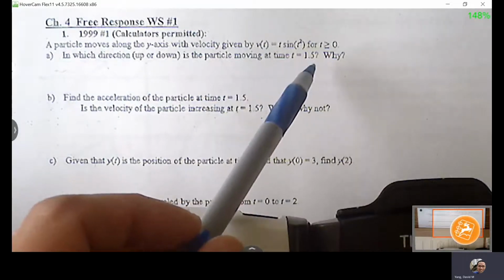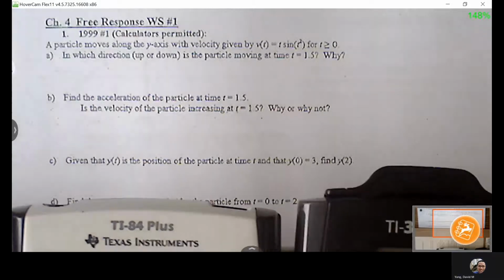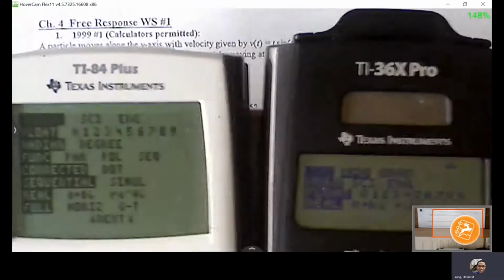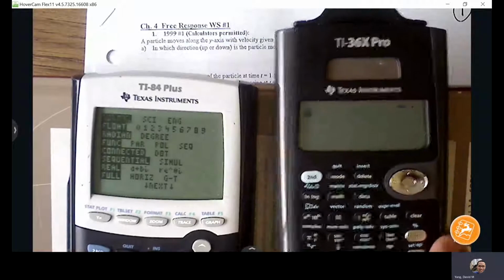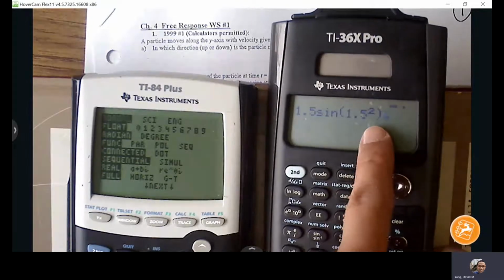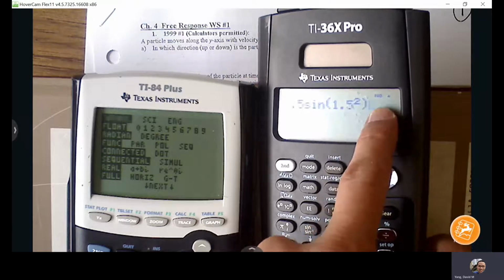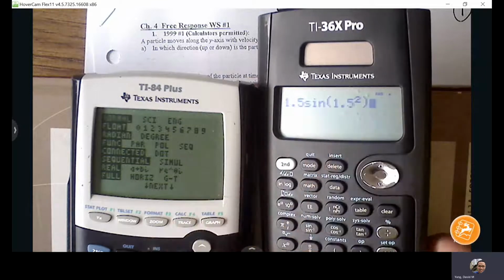We have the velocity function, so we can simply insert 1.5 in for t and find whatever that value is. If it's positive, we know it's moving up, and if it's negative, it's moving down. So now we're just going to enter that in as you see it, right? So 1.5 sine of 1.5 squared. Make sure you're careful where you put that exponent. The exponent is going to be inside the parentheses, not outside. It doesn't feel like a big difference, but if you put it outside, it's going to square the entire sine function. We only want that 1.5 squared.